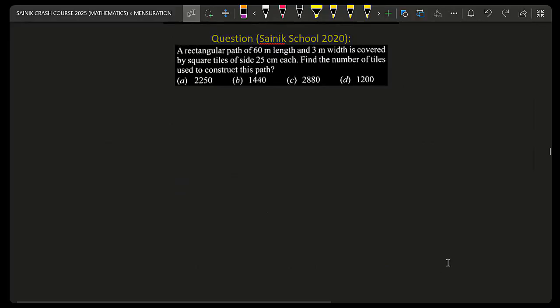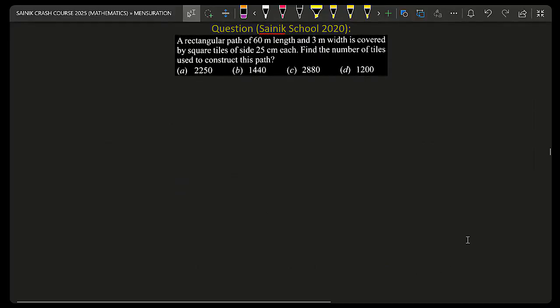In the 2020 exam, one more question came: a rectangular path of 60 meters length and 3 meters width is covered by square tiles of side 25 centimeters each. Find the number of tiles used to construct this path. Simple question. Who is going to answer?